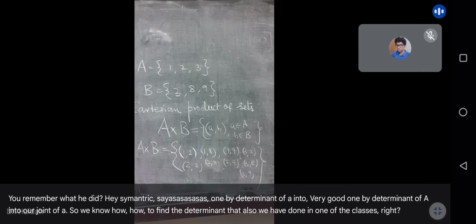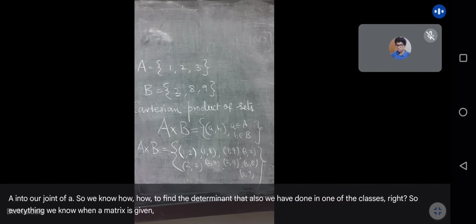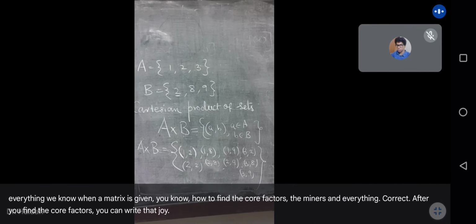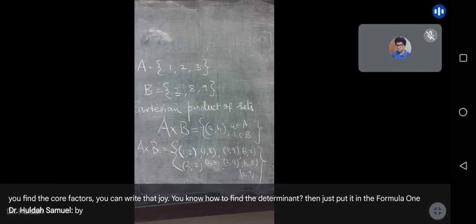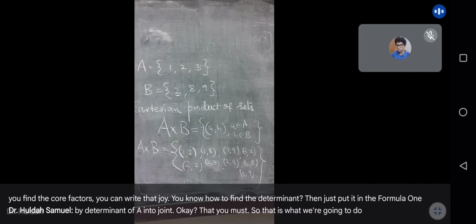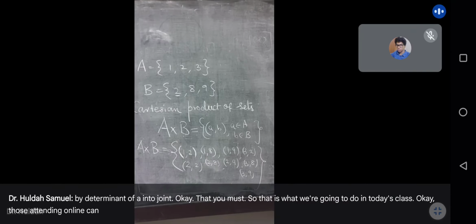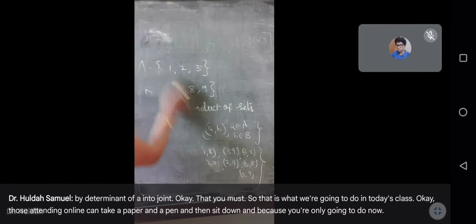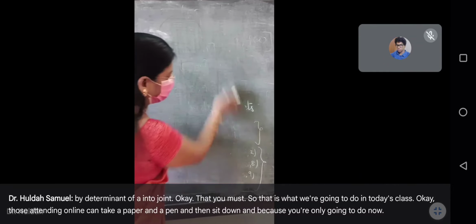So everything we know. When a matrix is given, you know how to find the cofactors, the minors and everything, correct? After you find the cofactors, you can write the adjoint. You know how to find the determinant. Then just put it in the formula, 1 by determinant of A into adjoint of A, that will give you the inverse. So that is what we are going to do in today's class. Those attending online can take a paper and a pen and sit down and do it, because you are only going to do it now. Get your paper and pens ready. I'll give you a matrix.